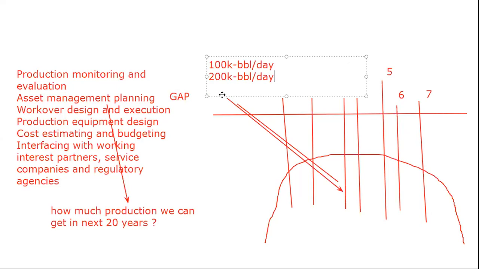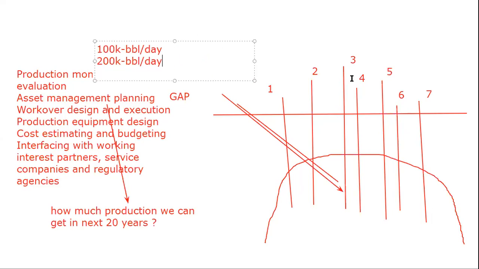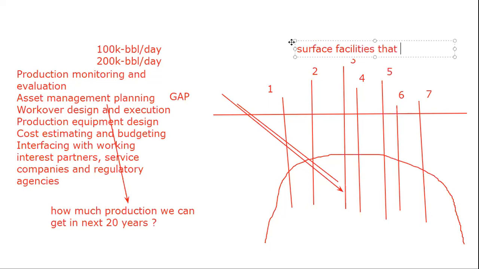Okay. Then the second thing is you have to design the facilities here. For example, now you have 100K barrel per day you are producing, then what to do with that? If you don't have the facilities to store them, then where you will put this oil? Or what you will do with that? Because for that you need a certain surface facilities. You need to design surface facilities that can handle 100K barrels per day of oil.